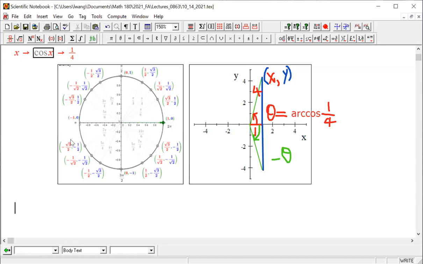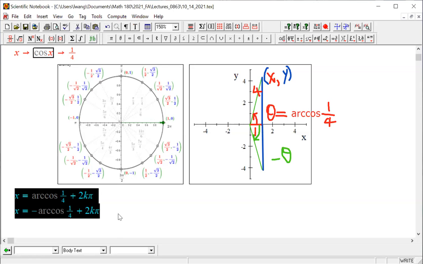So the solution would be: x equals arc cosine 1/4, which is theta, plus 2k pi, or the other angle, x equals negative theta, so negative arc cosine 1/4, plus 2k pi. These are all the solutions you can find.